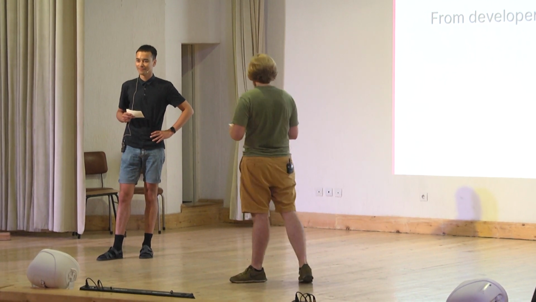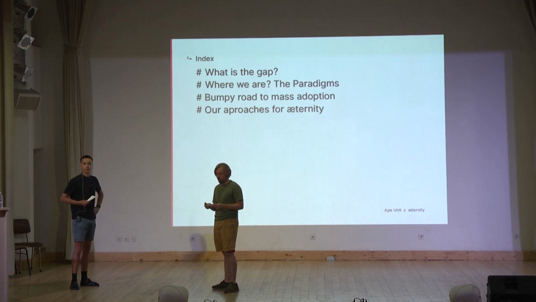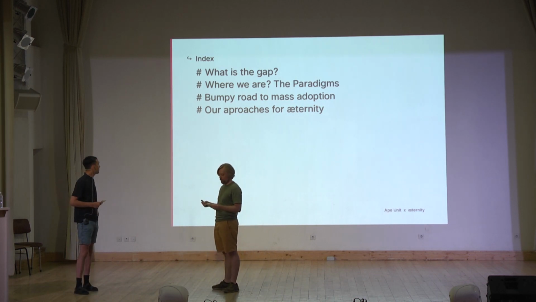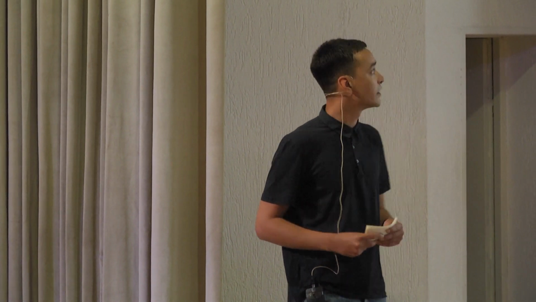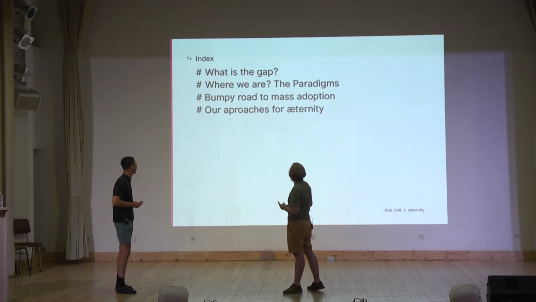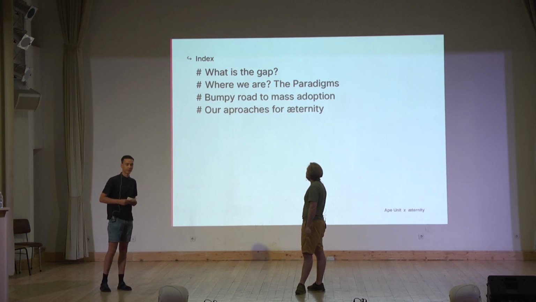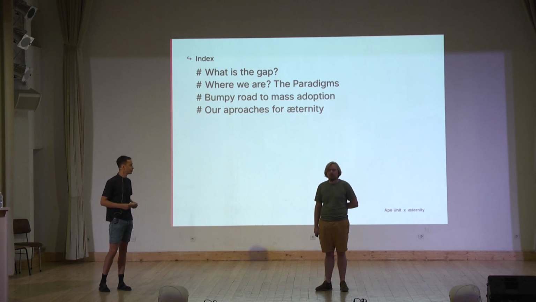So I'm going to walk you through the index. I'm going to explain a bit more how we perceive this gap and the position we're at this moment. We're facing a lot of paradigms between old systems like centralized services and decentralized services, and what kind of terminology we're facing. What's always at the center of our product is the road, the user road. This bumpy road the user is going through at this moment, and our approaches, our solutions for Eternity.